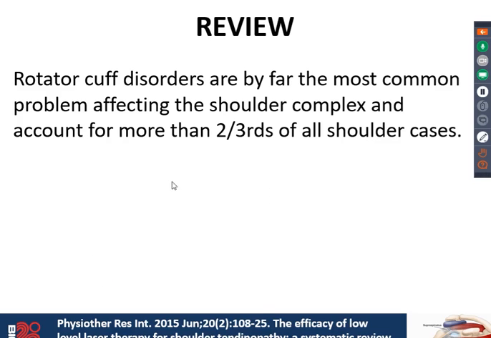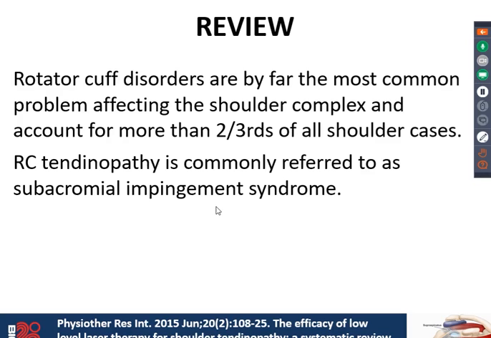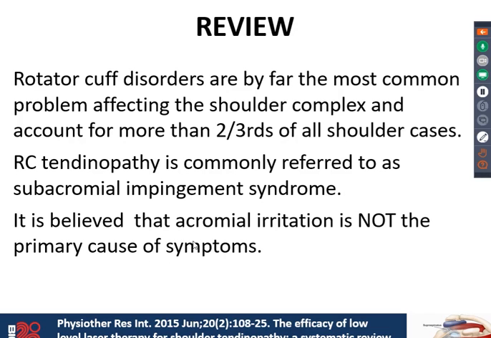Rotator cuff disorders are a fairly common problem. According to the literature I've quoted below, they account for roughly two-thirds of all shoulder cases. And oftentimes you'll see the terminology subacromial impingement syndrome, which is kind of a catch-all phrase for rotator cuff tendinopathies. Essentially, it's believed that acromial irritation itself is not the primary cause of the symptoms.